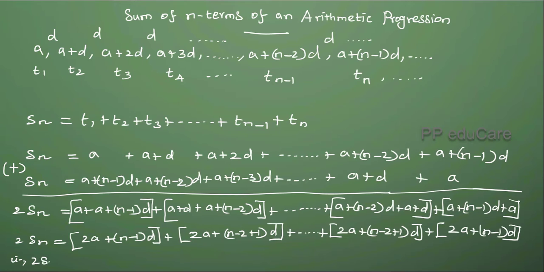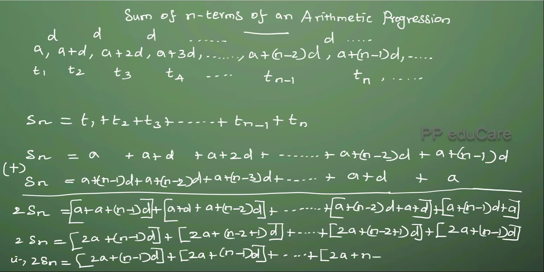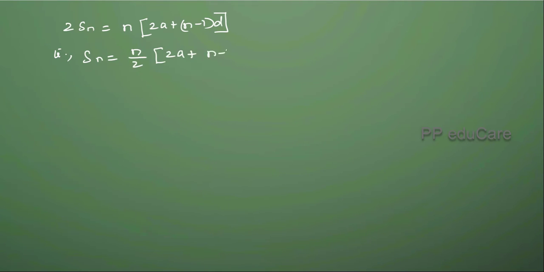That is, 2Sn is equal to 2a plus (n minus 1) into d, plus 2a plus (n minus 1) into d, plus etc., plus 2a plus (n minus 1) into d, plus 2a plus (n minus 1) into d. The term 2a plus (n minus 1) into d on the right hand side exists n times. Therefore, this equation can be written as 2Sn is equal to n times (2a plus (n minus 1) into d). That is, Sn equals n by 2 into (2a plus (n minus 1) into d). This is the sum of the first n terms of an arithmetic progression.